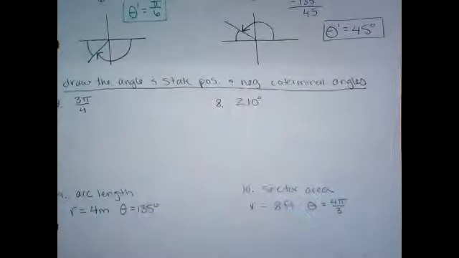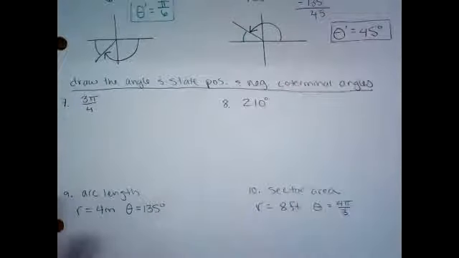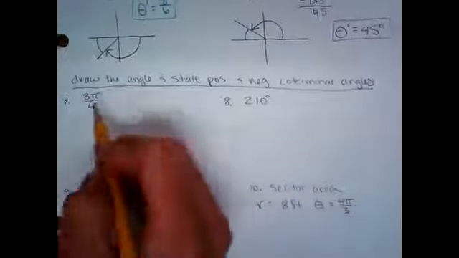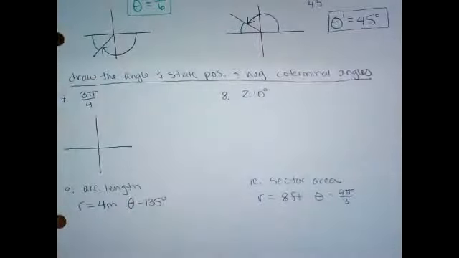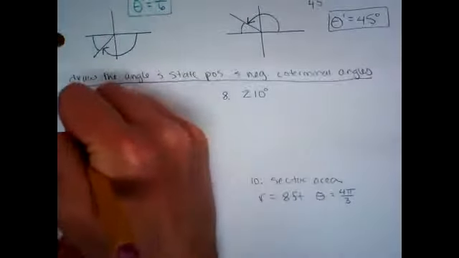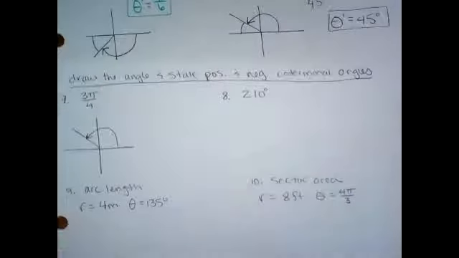Here we're going to draw the angle, state a positive and a negative coterminal angle. You either add on another rotation or subtract off a rotation. What quadrant is 3 pi over 4 going to be in? 2? So you get a point for drawing it. All right, now let's add on another rotation.